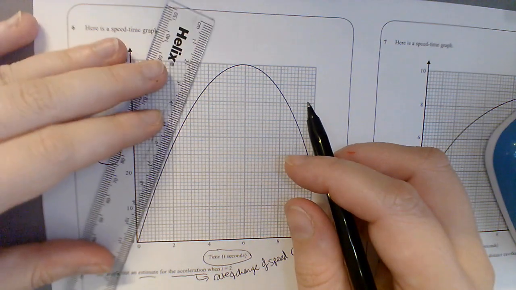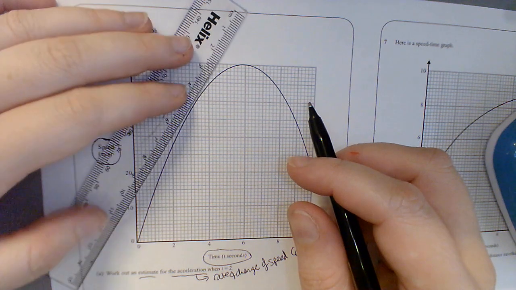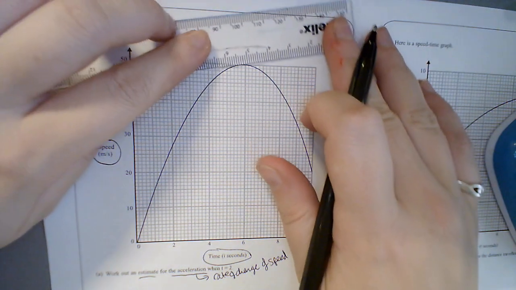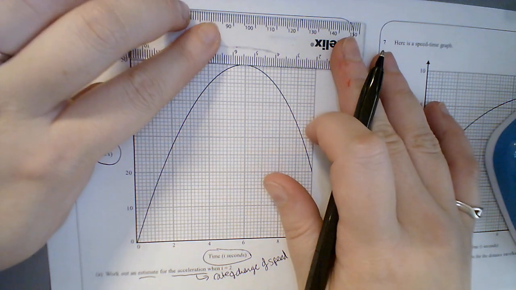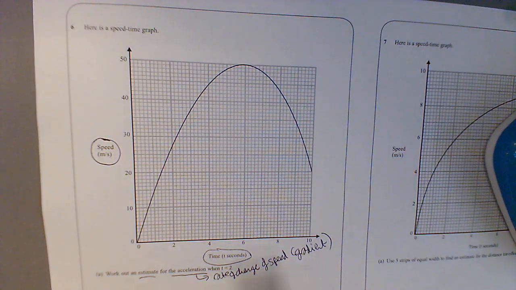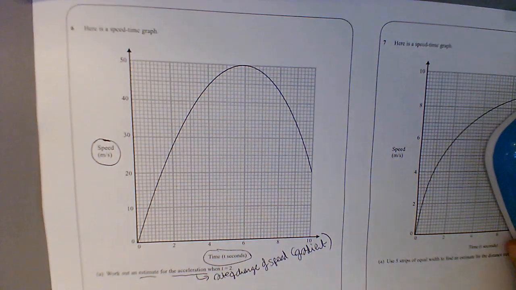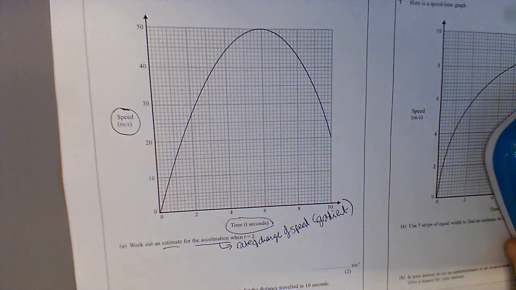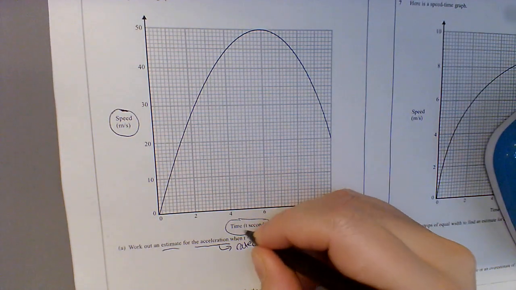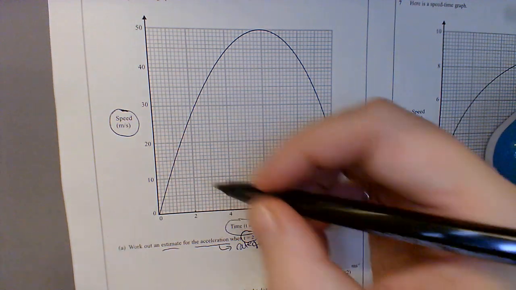Now gradient is the steepness, and if I roll this ruler along the curve, do you notice that as I roll the ruler along, it's changing its angle, so it's changing its gradient the whole time. There isn't a constant gradient for this whole curve. So to estimate the gradient at a point, we're going to need to figure out what point we want it at. So this one says at t equals 2, so that's time equals 2.